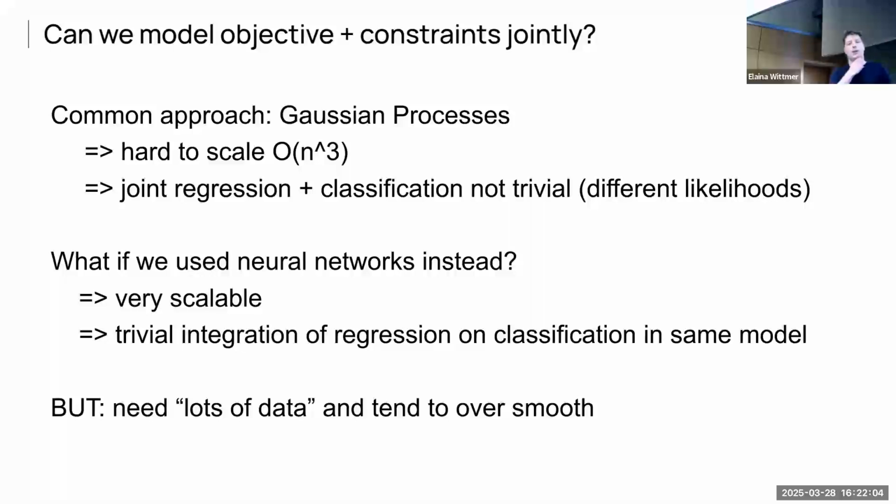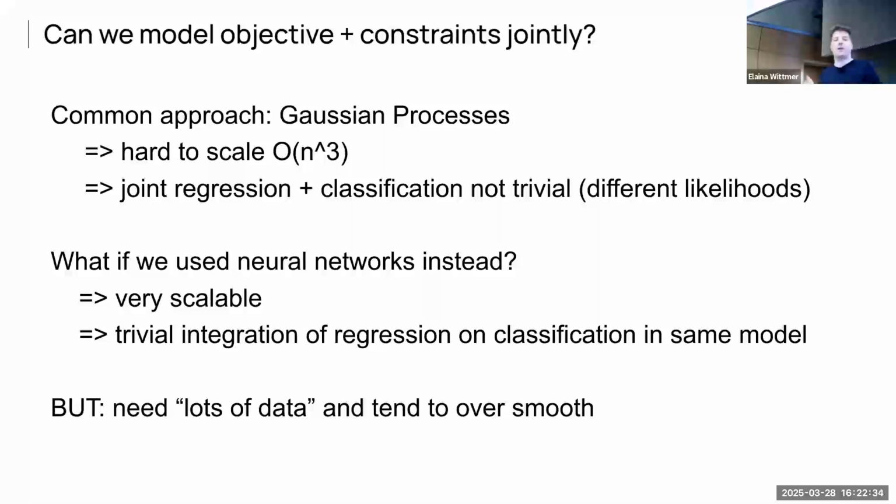And usually, people are using Gaussian process models, but they have two problems. One is that they're very hard to scale. As the size increases, computational complexity goes up quite significantly. And then more fundamentally, it's very hard to actually make a joint model in a regression and classification context. So it's very hard to make the objective and constraints work at the same time.